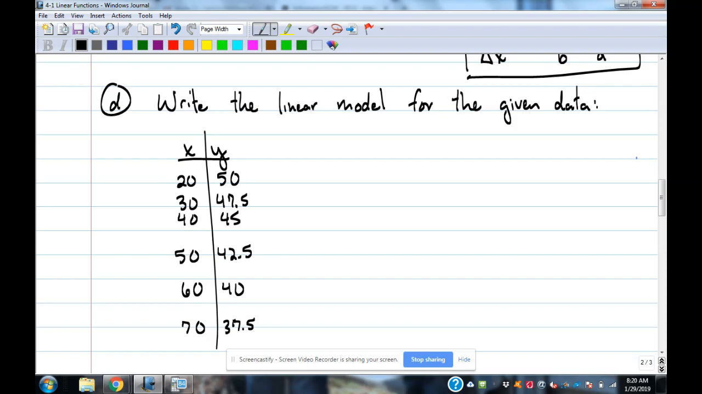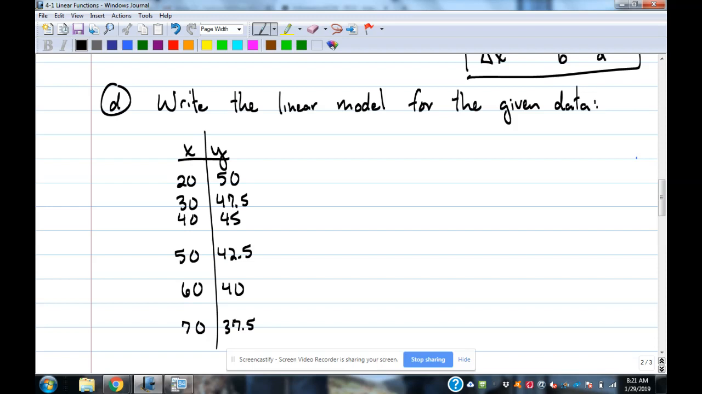Okay, so we got some data. We got x values and y values. They tell us to write the linear model. As we progress through this chapter, they're going to give you data and not tell you if it's linear or quadratic. You're going to have to decide. Here, they're telling us it's linear, so what 2 things do you need to write a linear equation? You've got to have a slope and a y-intercept.